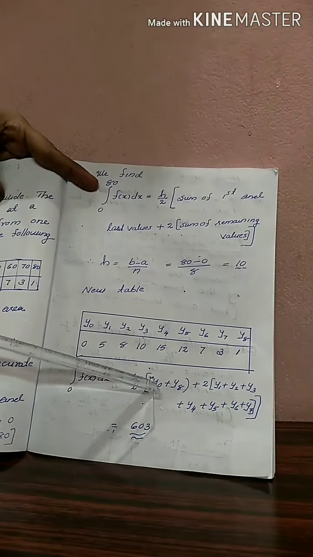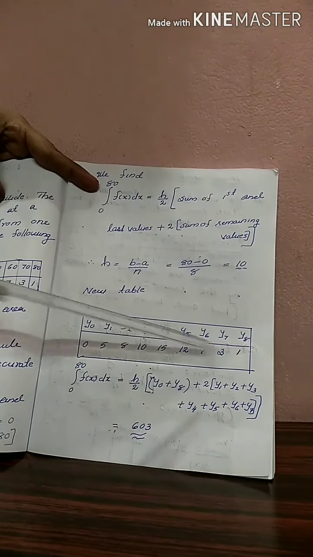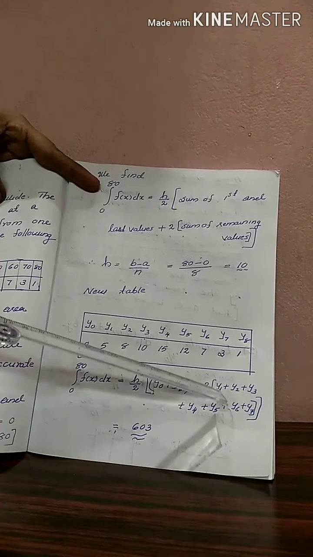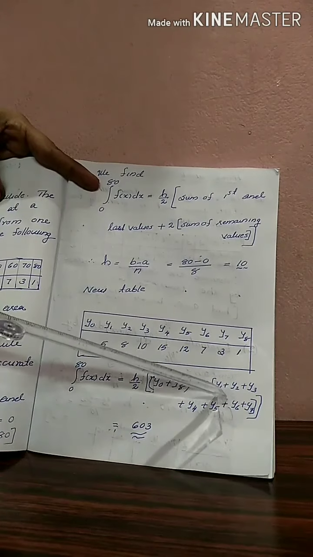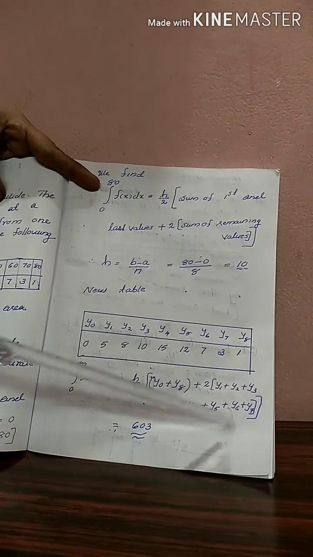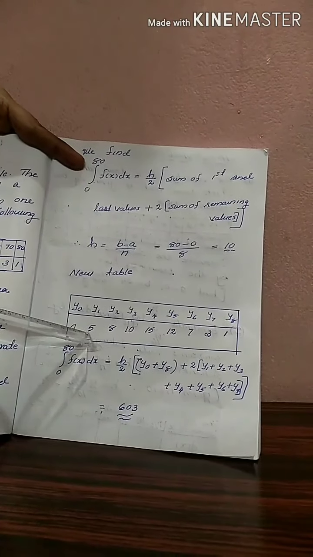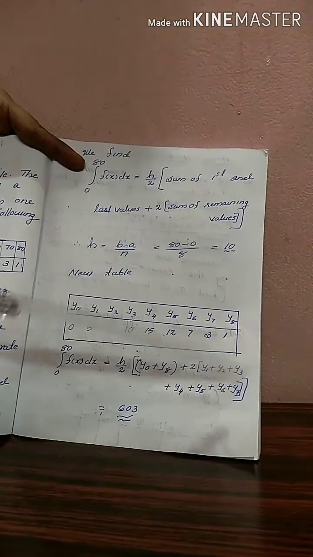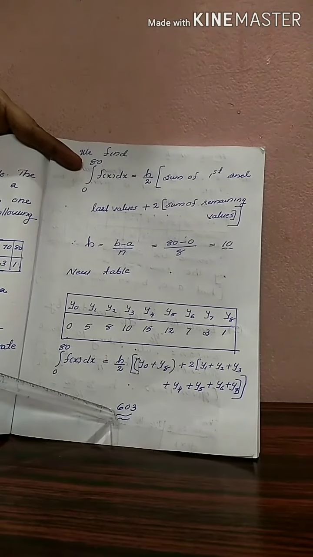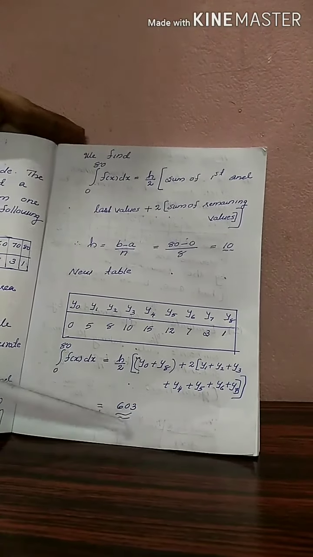Substituting the values of y0 and y8, that is 0 and 1, plus 2 into y1 to y7, that is the values 5 to 3. Substitute these, then we get the answer 603. The problem is over.